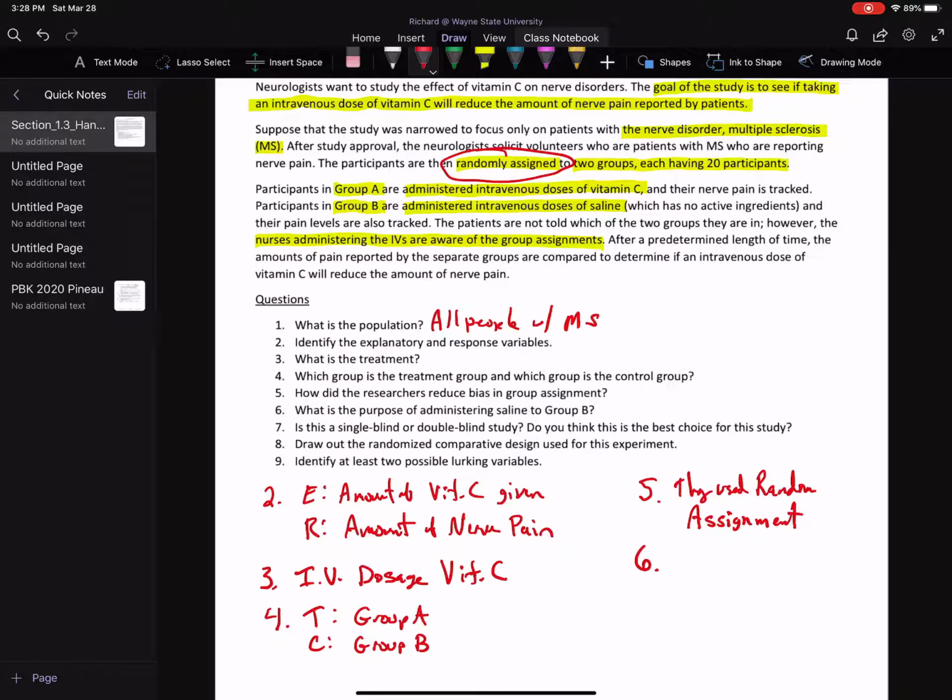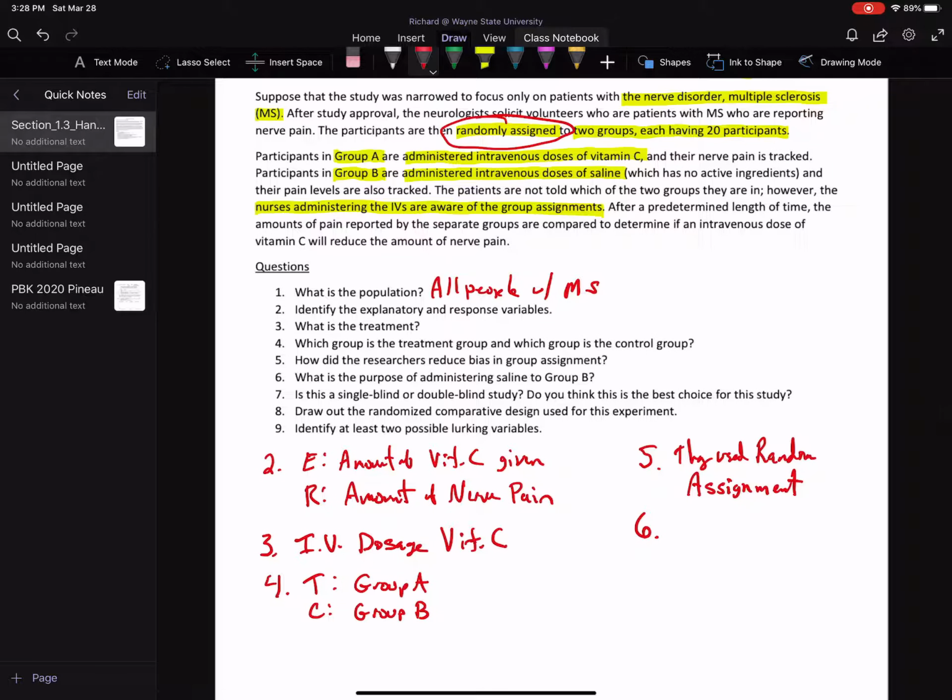Okay. Number 6, what is the purpose of administering saline? Well, that's your placebo, right? So it's important that in the comparison experiment that they have set up, those in the non-treatment group, the control group, get the same things done to them that's done in group A, okay? And that is so that we can have an accurate comparison. So that's why they're doing that.